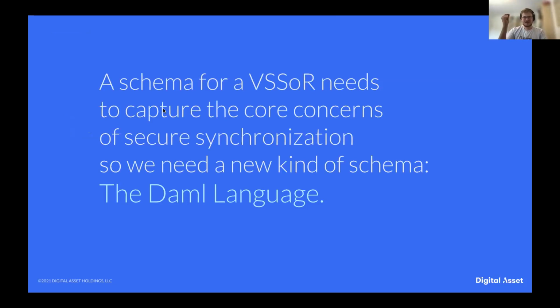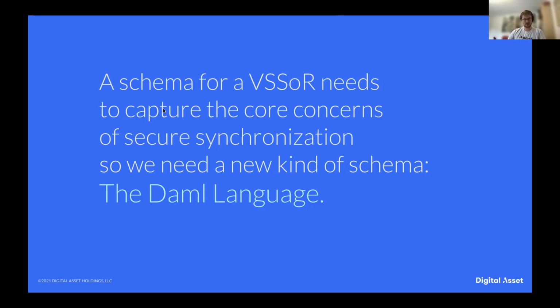So first of all, let's go back to the core concern of secure synchronization of these overlaps in views. Just to remind you, those were about data ownership, permissions, and privacy. Now, these need to be agreed upon by the parties that want to interact on these systems. So this type of system actually needs a schema that describes those interactions, really just like a database needs a data schema. But a schema for a virtual shared system of record needs to capture all of these core concerns of secure synchronization.